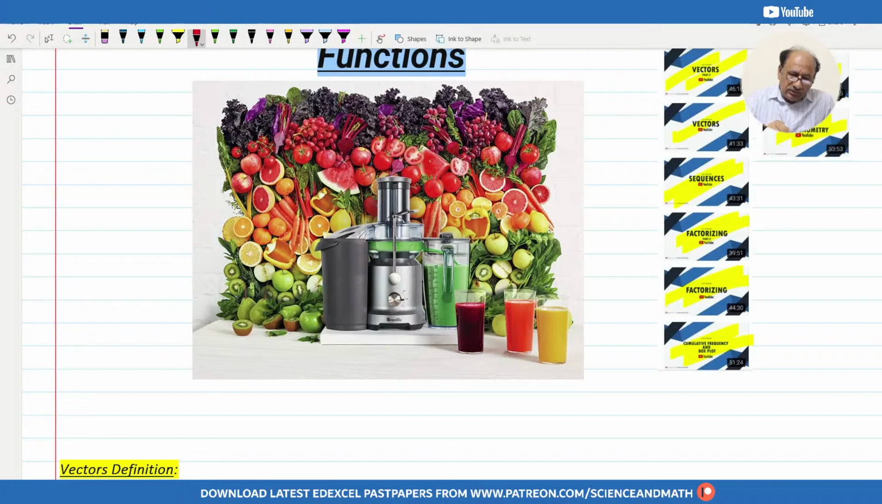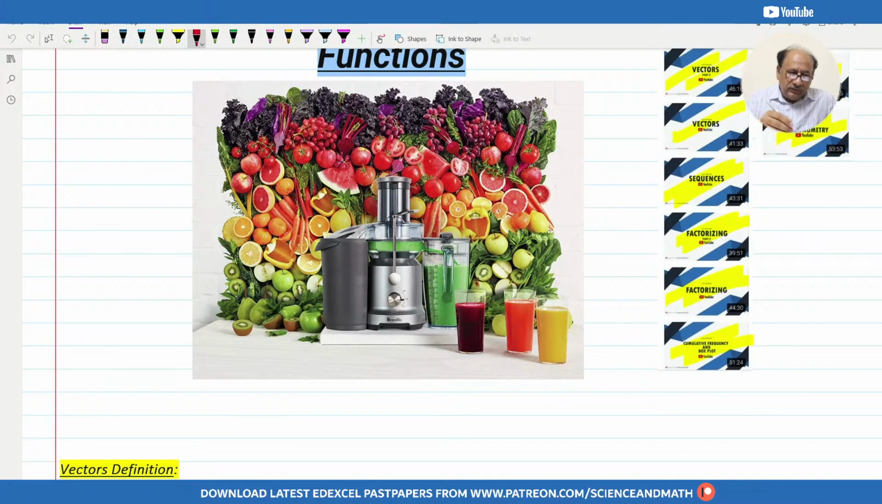A juicer machine functions basically like this: if we put in a carrot, it will give us carrot juice. If we put in an orange, it will give us orange juice. A juicer machine is functioning for us, and it is providing us juice according to the input. If the input is orange, we will get orange juice. If the input is whatever other fruit, accordingly it will provide us the output.